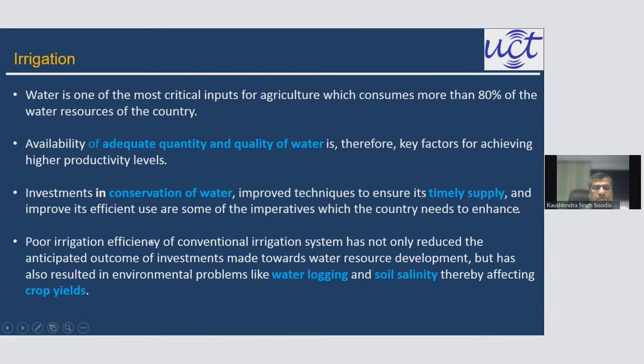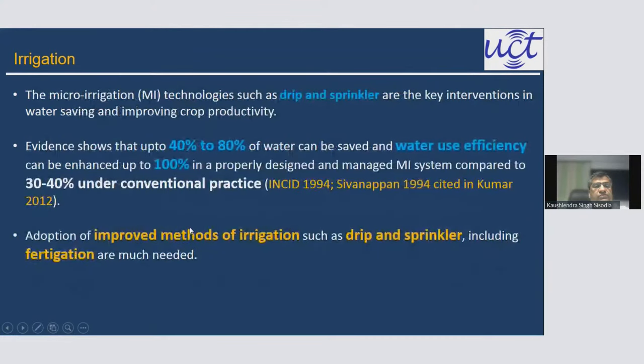And if we have proper usage of water, then we can solve other problems like water logging and soil salinity, which affect the crop yield. So we have to have a very efficient irrigation system. Let us discuss what the other factors are.